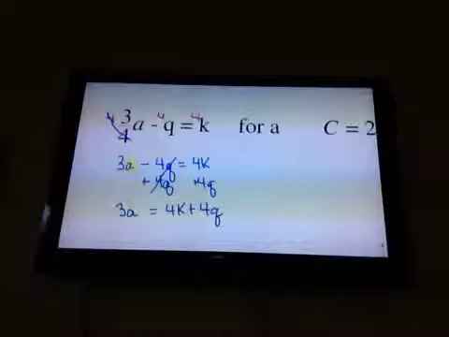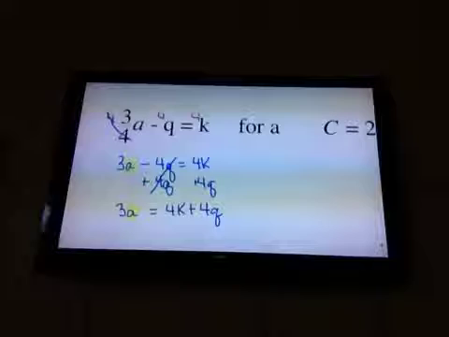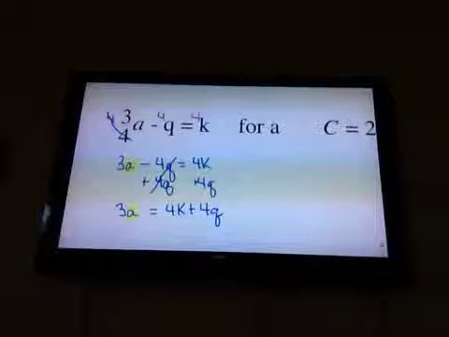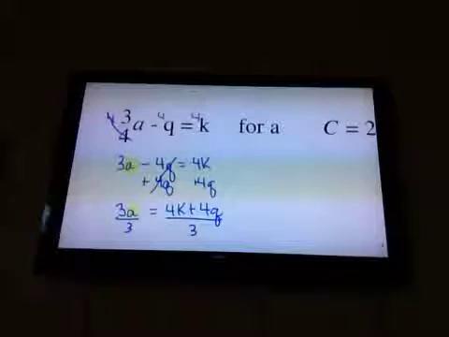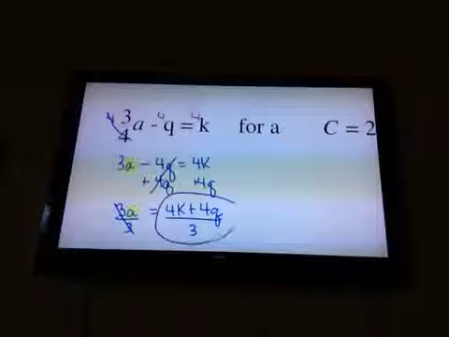Solving for a. What do I do to get the a by itself? Nicole. Say that again, dear. Divide by 3. So the 3's cancel. That is my answer.